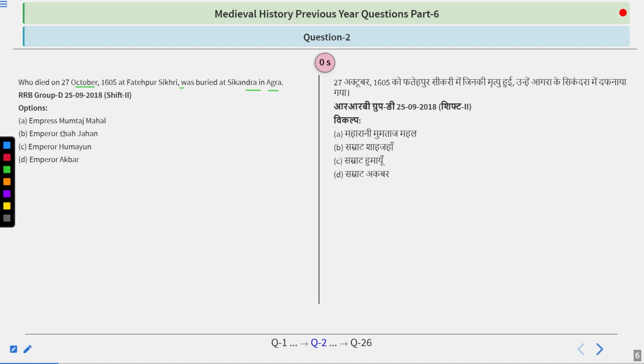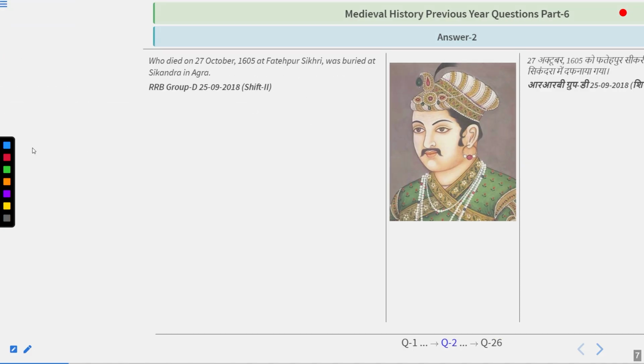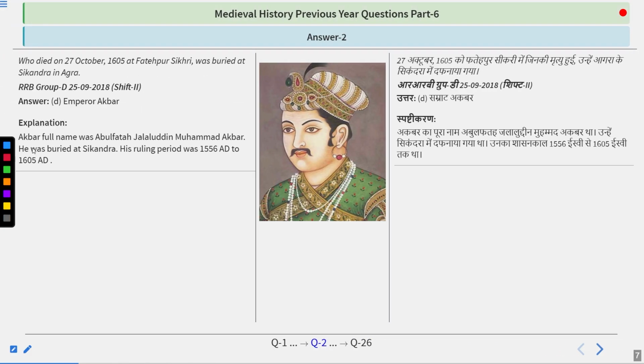If we just want to figure it out, Empress Mumtaz Mahal, we all know that her tomb is in the Taj Mahal. If we talk about Emperor Shah Jahan, he is also in the Taj Mahal. If we talk about Emperor Humayun, we all know Humayun's tomb is in Delhi. So the only remaining answer of this question is Emperor Akbar.